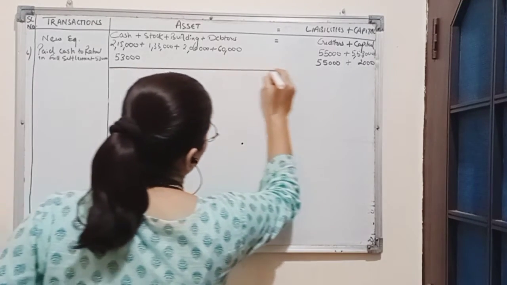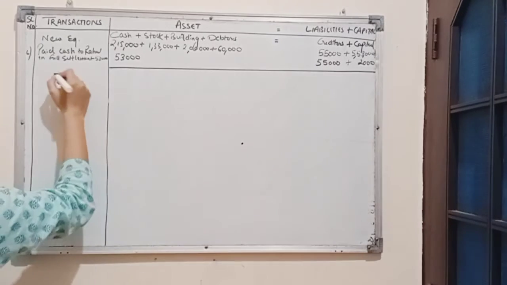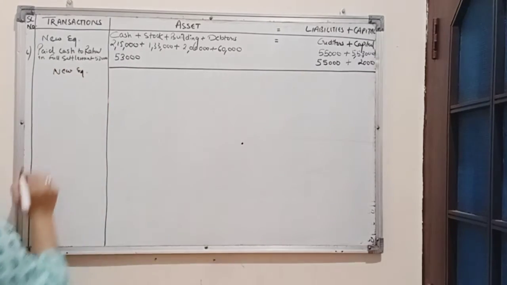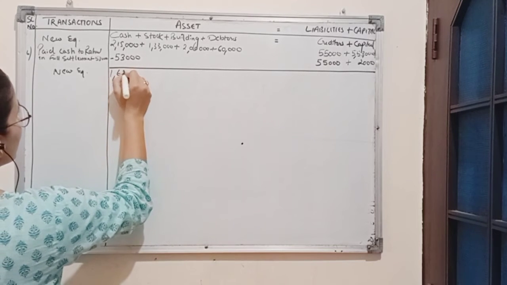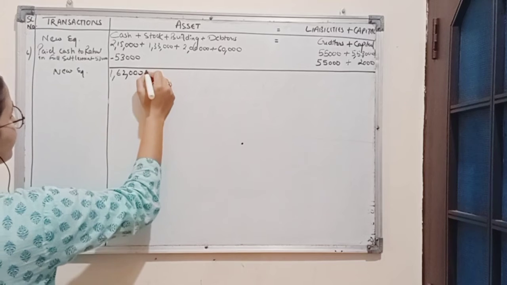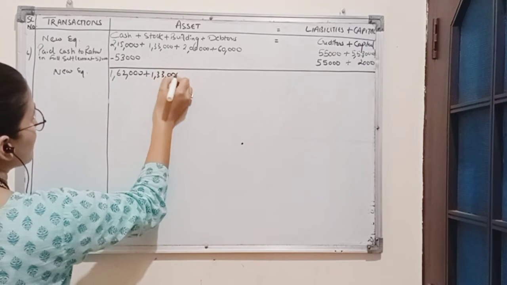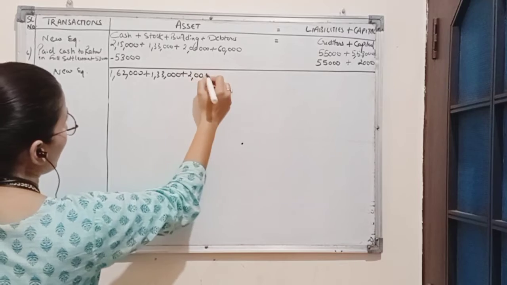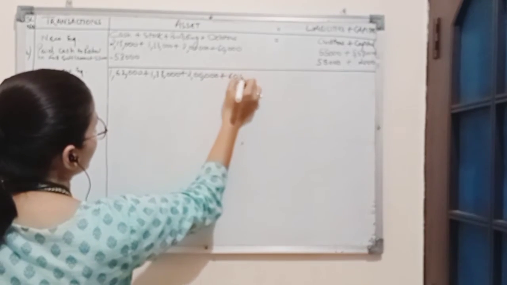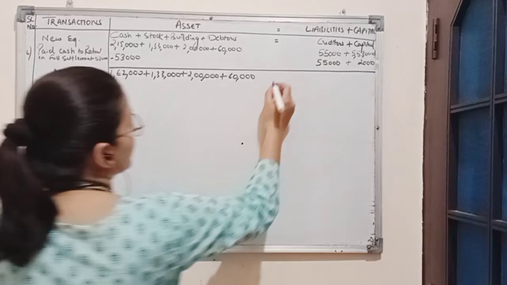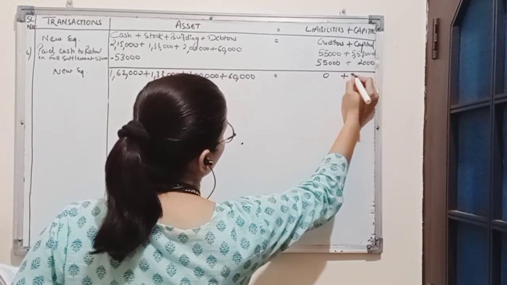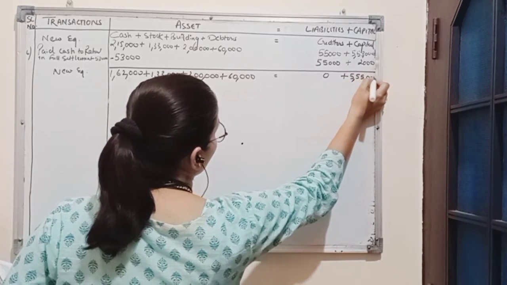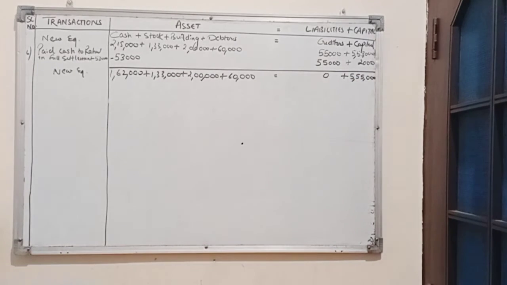So by solving these equations, we will get a new equation here where cash amounting to rupees 1,62,000, stock 1,33,000, buildings rupees 2 lakh, debtors amounting to rupees 60,000, creditors 0 and capital amounting to rupees 5,55,000. Now next transaction is salary paid.